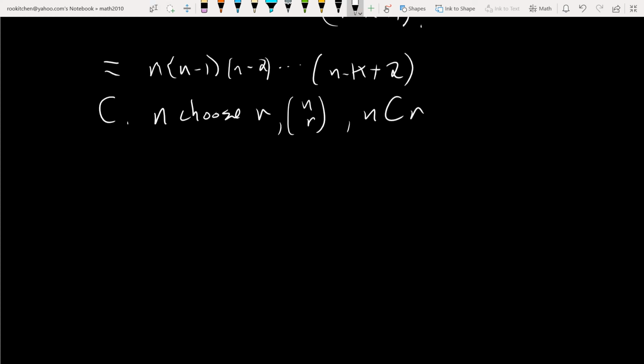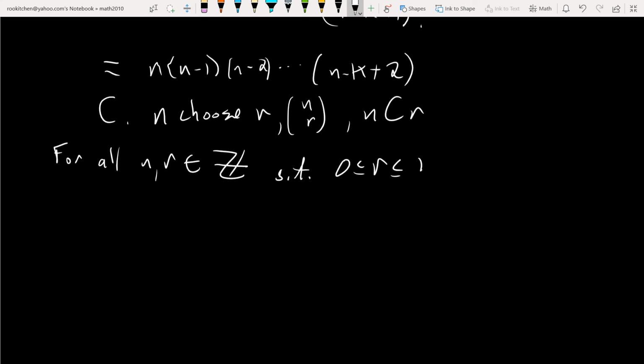For now, we just work with it as a type of function, a multivariable function, and in particular the definition: for all n comma r in the integers such that 0 is less than or equal to r is less than or equal to n, n choose r is equal to n factorial all over r factorial times n minus r factorial. Okay. So let's take a look.